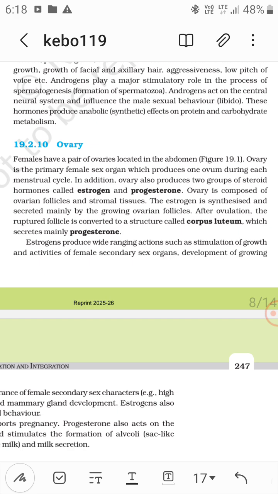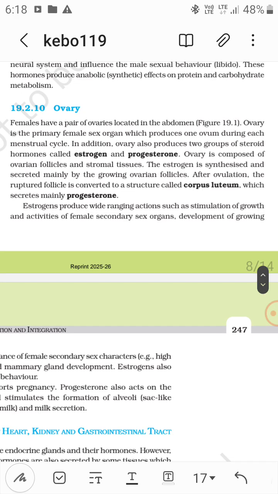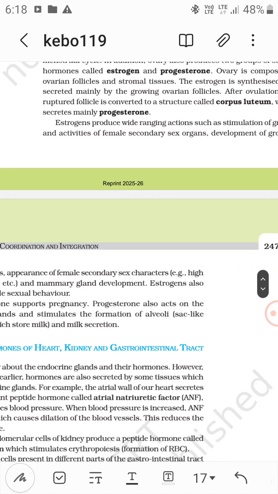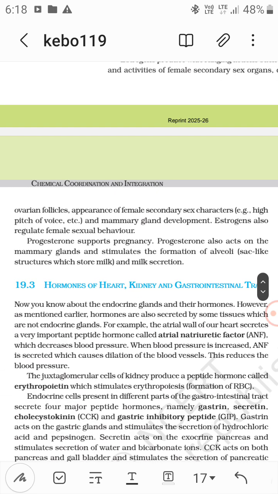Estrogen is synthesized and secreted mainly by the growing ovarian follicles. After ovulation, the ruptured follicle is converted into a structure called the corpus luteum, which mainly secretes progesterone. Estrogen is involved in mammary gland development.